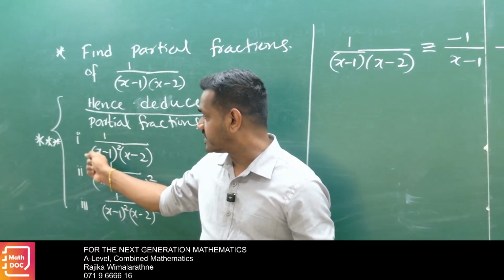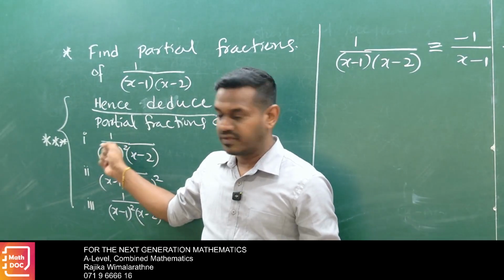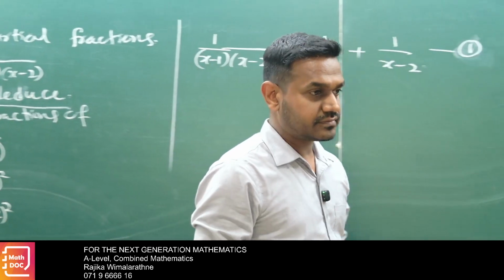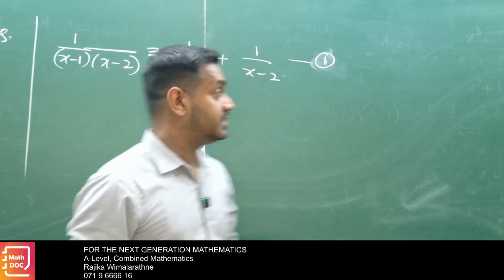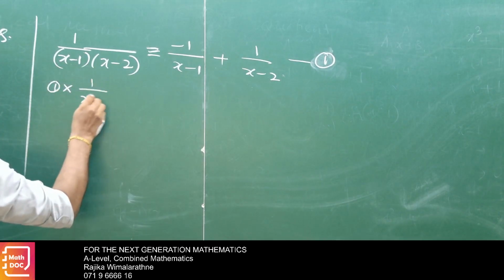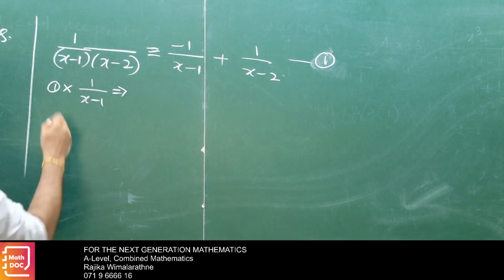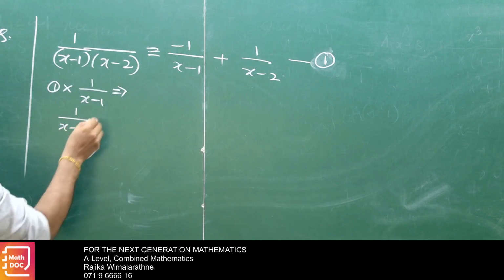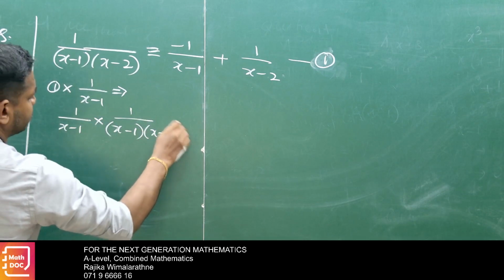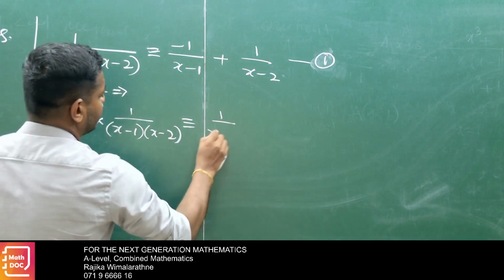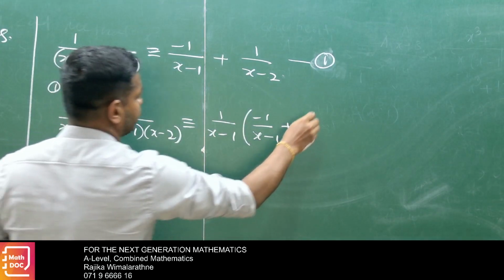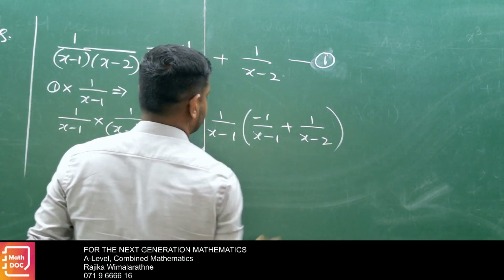Think, here 1 over x minus 1 squared we have, no? 1 over x minus 1 squared we have. Then let's see how to obtain that. Here take this partial fraction. Then first one, multiply by 1 over x minus 1. See what will happen. 1 over x minus 1 times 1 over x minus 1, x minus 2 gives 1 over x minus 1 minus 1 over x minus 1 plus 1 over x minus 2.